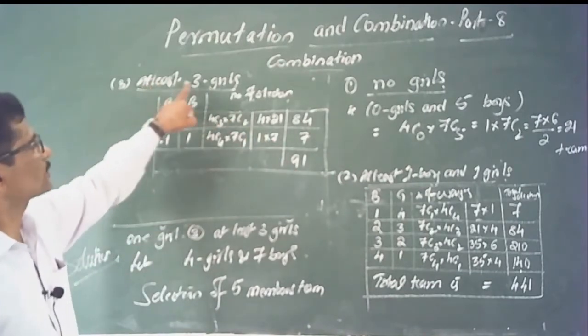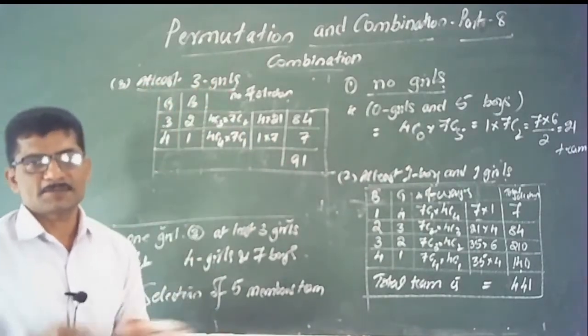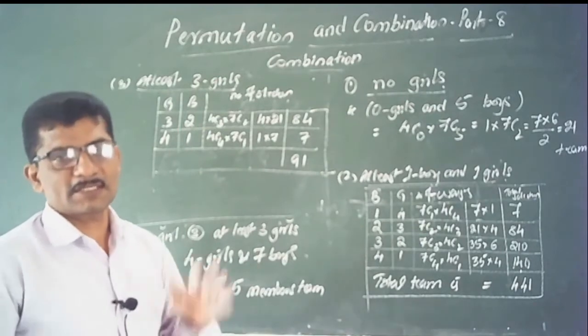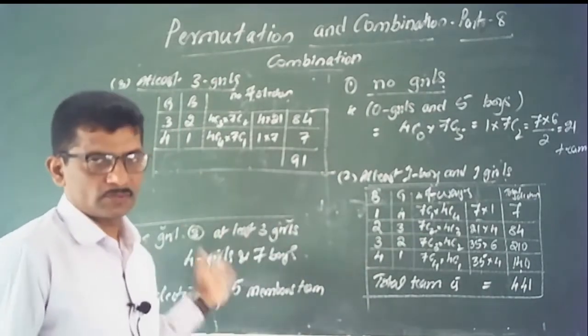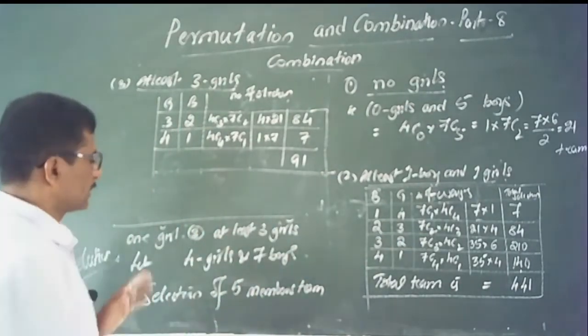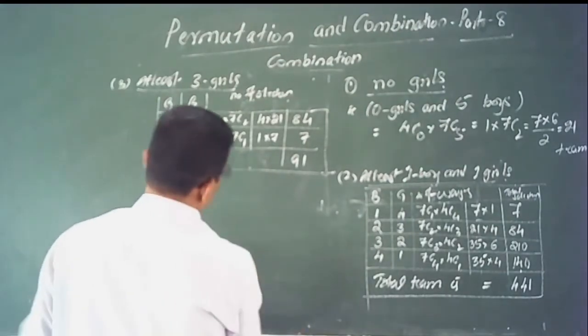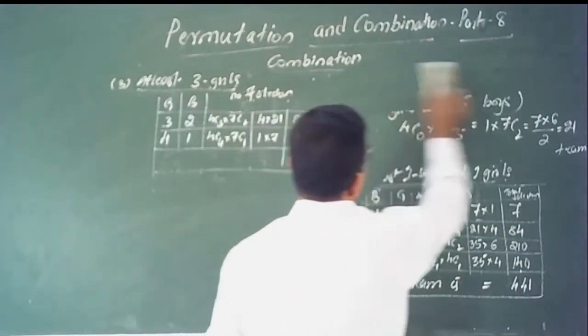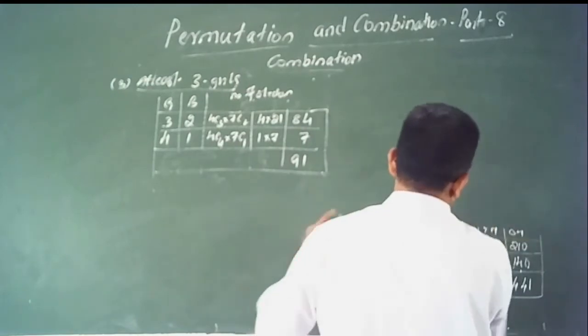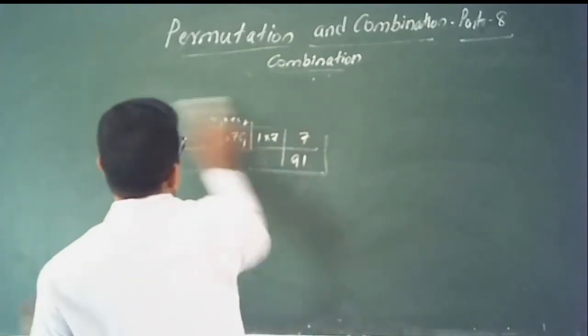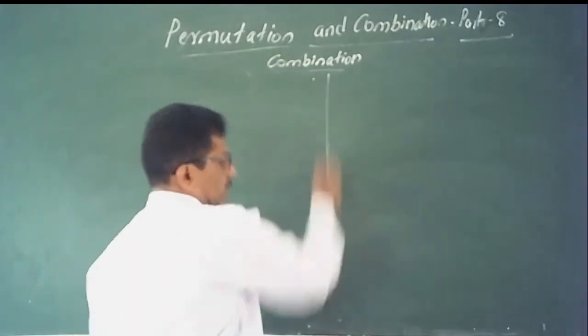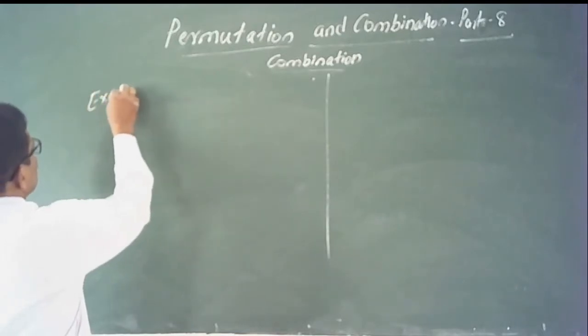The condition is at least 3 girls. This one is a 5 mark question, asked any 1 or 2. You can select the number of teams. Similar type questions are asked 2-3 times. The next example.